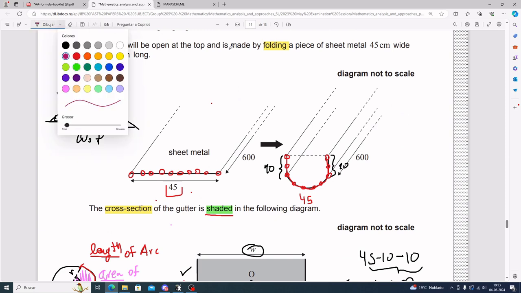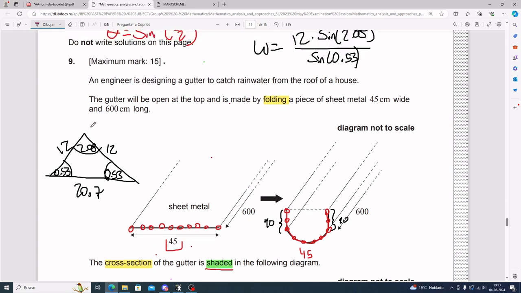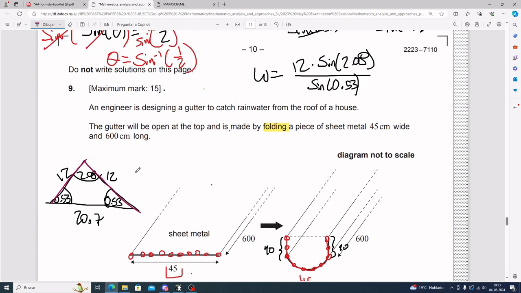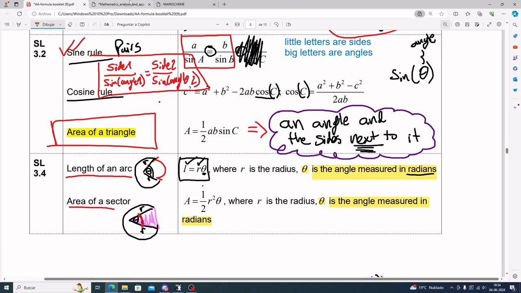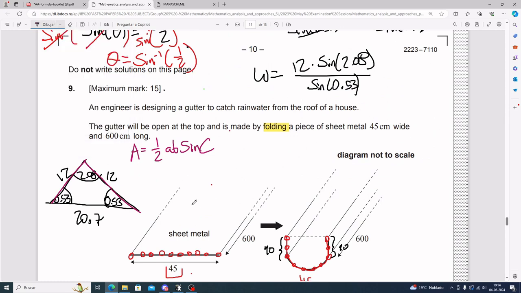But the most direct approach, or what you probably would have ended up doing, is thinking of it like this. See? And so from here, the area of the triangle, following the formula booklet, is 1/2 times AB times sine C. See? But as I established earlier, it's just an angle and the sides next to it. So think about it this way. First, I'm going to put the 1/2. I'm not going to put A and B yet, but I will put sine of, say, 2.08. See? So what are the sides next to angle 2.08? Well, it's the 12 and the 12. So A and B are both going to be 12 and 12.